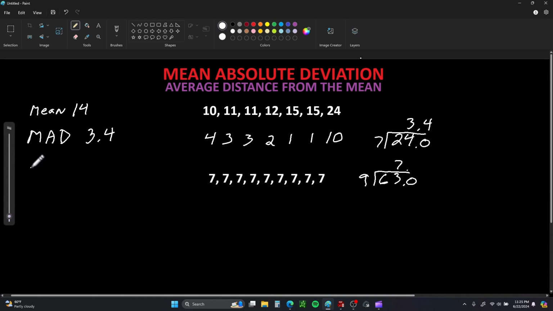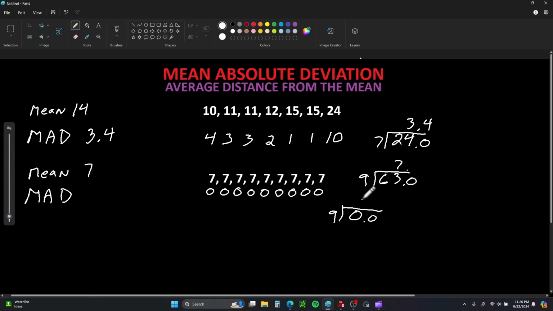So over here, our mean is 7. And let's find out what the mean absolute deviation is. So how far away are each of these numbers from the mean? Well, 7 is 0 spaces from 7. All of them are going to be 0 spaces from 7. So then when I add all of these up, I get 0. And I'm dividing by 9 numbers. So I get 0. So the mean absolute deviation is 0.